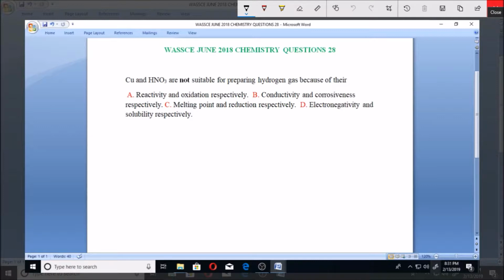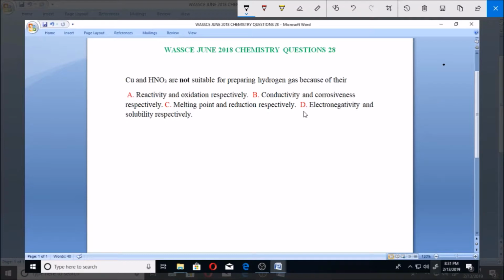So how do we take care of this very question? We can simply use the elimination method. When it says respectively, it means that the very property is associated with the respective substance. Here, reactivity is associated with Cu, copper, whereas oxidation is associated with HNO3. For this one, conductivity is associated with copper and corrosiveness is associated with HNO3. So what are the possible properties of copper and HNO3, as trioxonitrate(V) acid, that can make them not good for producing hydrogen gas?